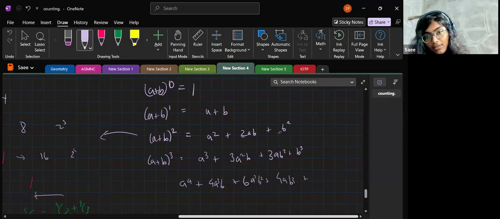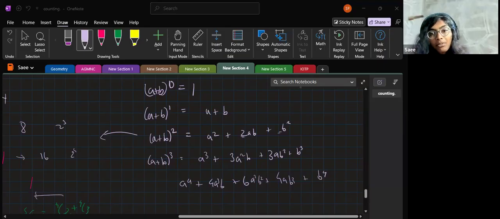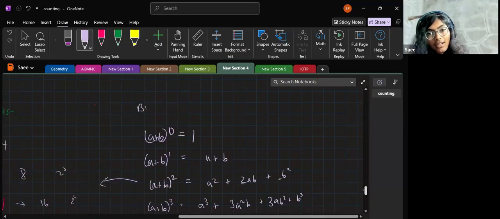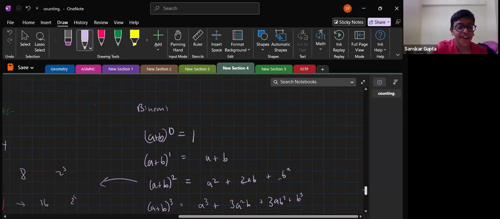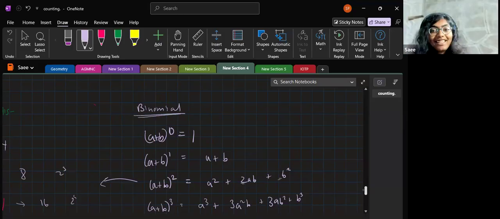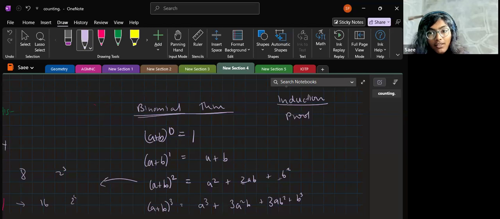Plus b raised to 4. Yes, that's simply the binomial theorem. Can you come up with a proof by story for this as well? There's a lot of different ways of proving it. Okay, good. So this is known as the binomial theorem. Since you guys had an induction class, you can now try to prove it by induction. You can also try to prove it by proof by story.